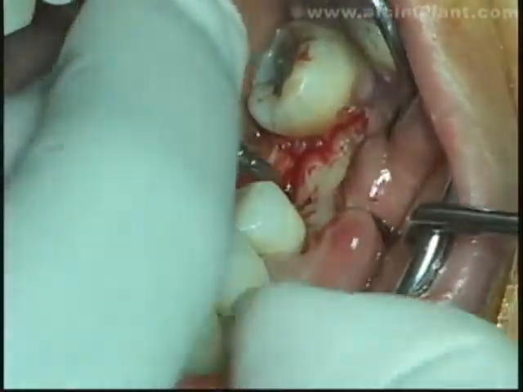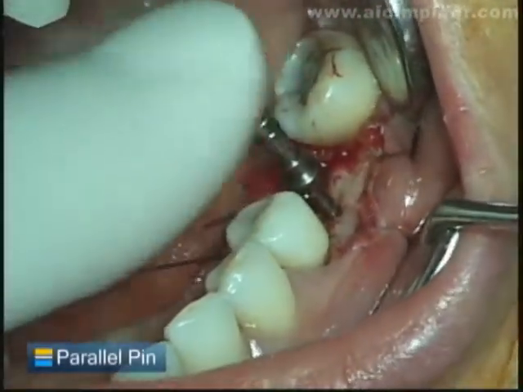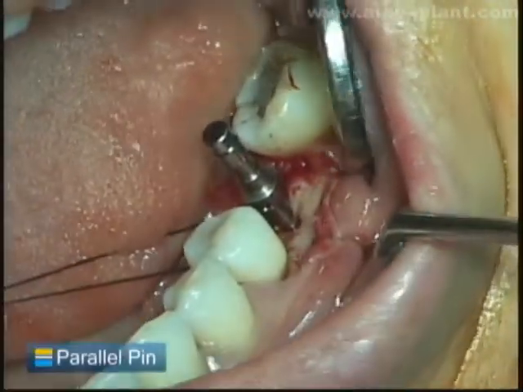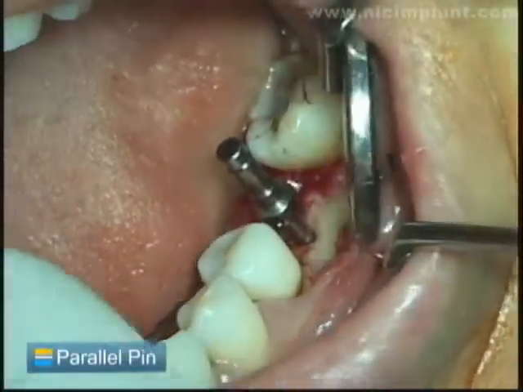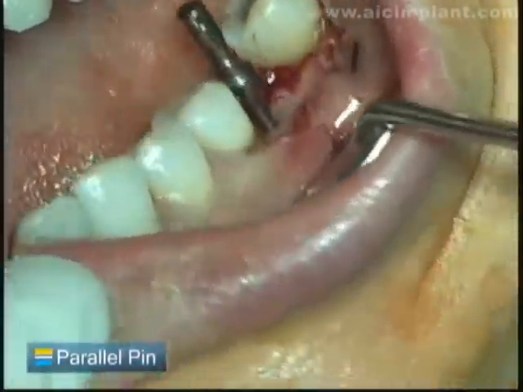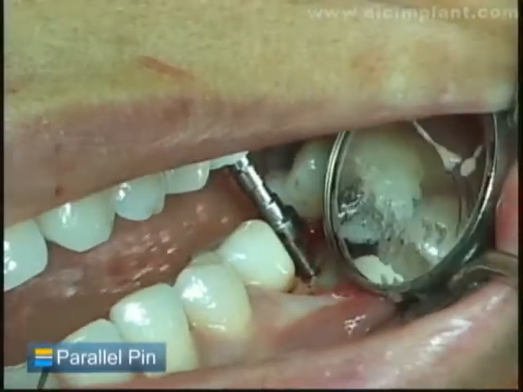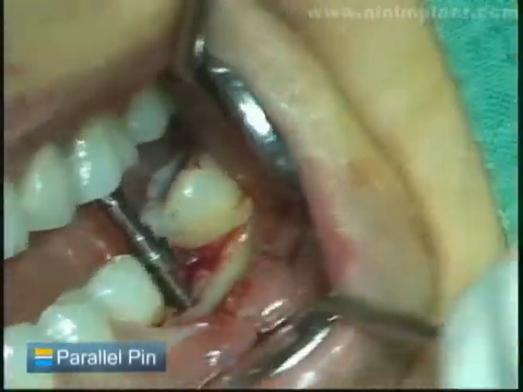The buccal lingual direction and mesial distal direction must be verified by inserting a parallel pin. Check the direction by asking the patient to close her mouth gently. It is okay if the parallel pin points to the functional cusp of the opposing tooth when the mouth is closed.